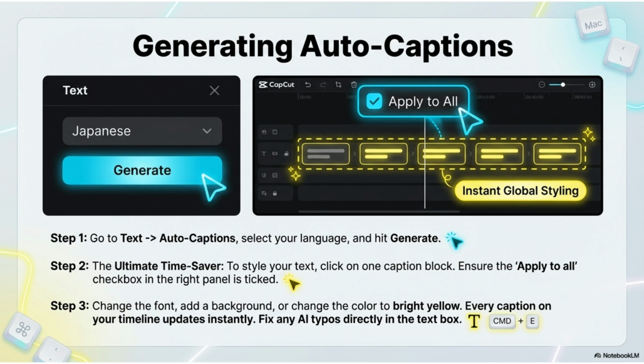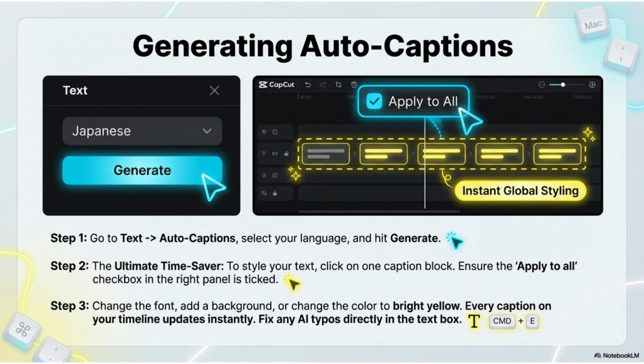Step 1. Go to the Text tab, click Auto-Captions, select your language, and hit Generate. Step 2 is the ultimate time saver. To style your text, click on one caption block and ensure the Apply to All checkbox in the right panel is ticked. Step 3. Change the font, add a background, or change the color to bright yellow.